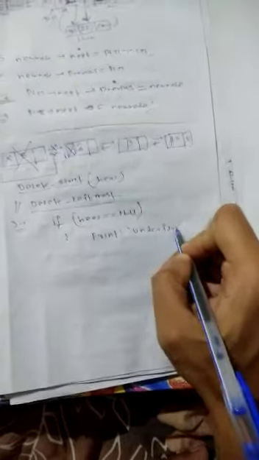So in the delete start, what happens? The first step is the same as any other deletion operation, that is the underflow condition check. What is the underflow condition? If your head equals null, then here you have to print underflow and return. That is your underflow condition. If head equals null, then underflow and return.